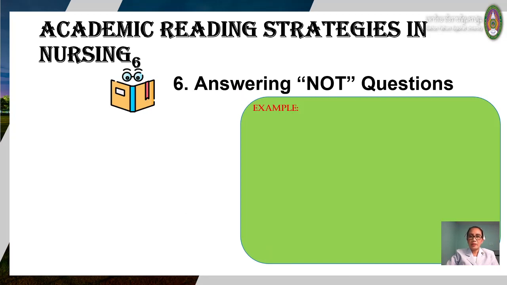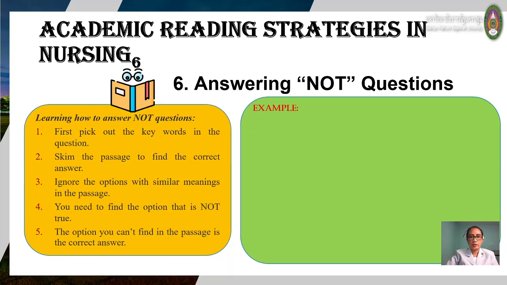So let's go to the sixth one, about the reading strategies in answering NOT questions. So in answering NOT questions, take note, you have to first pick out the keywords in the question. Skim the passage, don't read every detail. Instead, skim only the passage to find the correct answer. Ignore the options with similar meanings in the passage. You need to find an option that is not true.